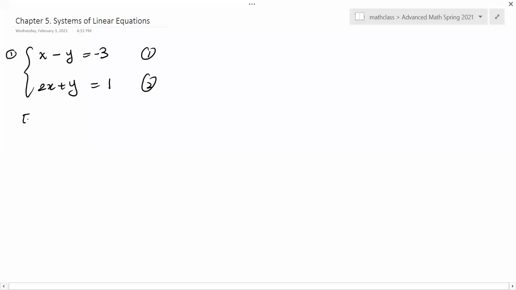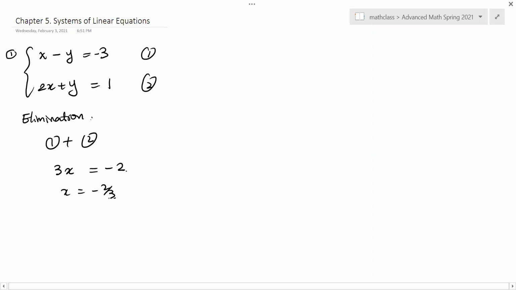What I'm trying to do is what we call the elimination method. The elimination method is just eliminating one variable by adding two equations or subtracting them. So equation 1 plus equation 2. Then on the left-hand side, you will see you have -y and +y, so y will cancel, and x plus 2x will be 3x. The right-hand side is -3 plus 1, so it's -2. So x will be -2/3.